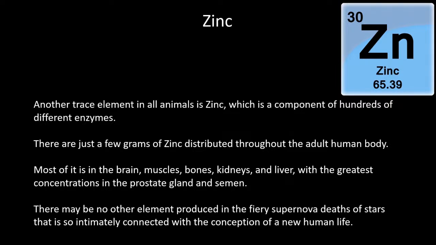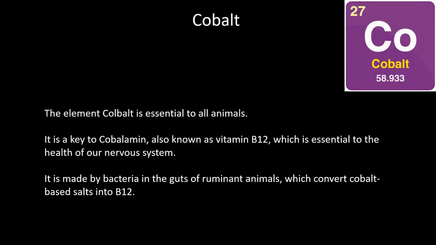In addition to copper and zinc, the element cobalt is essential to all animals. It is the key constituent of cobalamin, also known as vitamin B12, which is essential to the health of our nervous system. It is made by bacteria in the guts of ruminant animals, which convert cobalt-based salts into B12.